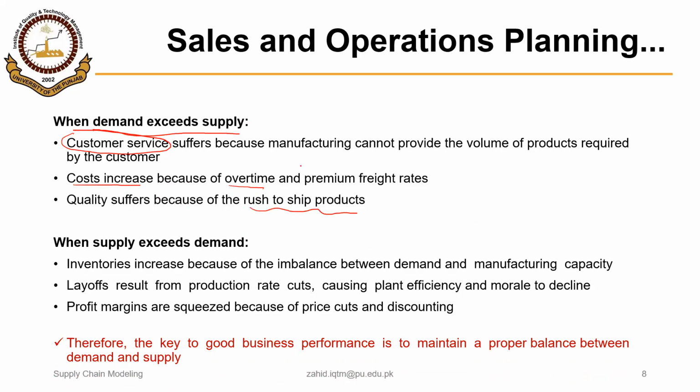And when the opposite happens, when supply exceeds demand, we are producing more than what is required, then of course inventories increase because of the imbalance between demand and manufacturing capacity. We may have to go for layoffs, which may result in plant inefficiency, and they will affect plant efficiency and morale of the employees if we have to go for this option. Profit margins are squeezed because of price cuts and discounting. So you are producing more, so you may have to offer discounts or end of season sales. So as a result, the profit margins will reduce. Therefore, the key to good business performance is to maintain a proper balance between demand and supply.